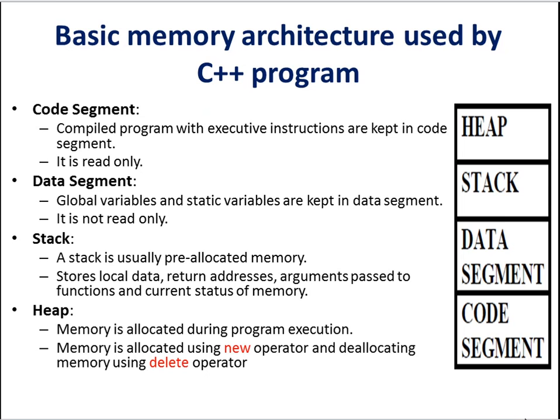And stack is used to store the function call, or it stores the local data, then return addresses and arguments passed to the function. We know the stack's working principle is last in first out, LIFO. Then the last part is the heap, which is used to allocate dynamic memory in programming languages. Memory is allocated during program execution from the heap part. Memory is allocated in C++ using the new operator and deallocated using the delete operator.